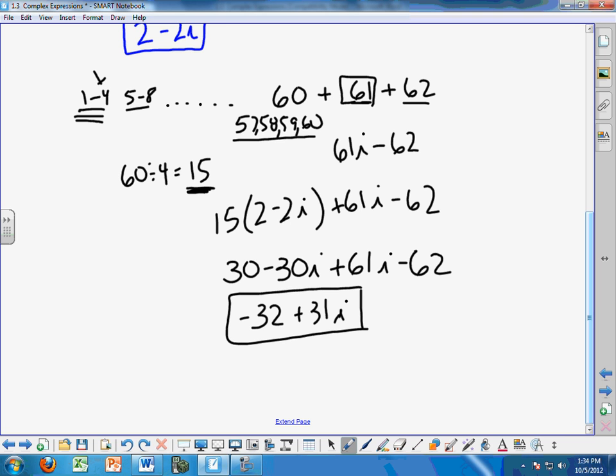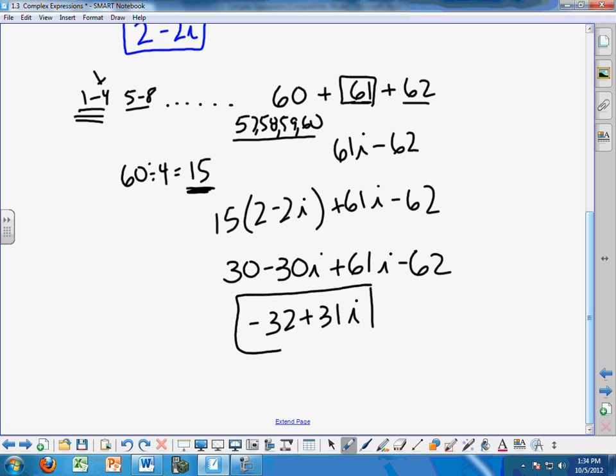Gosh, I hope I did that right. That was crazy. But there you go. That's the sum of that entire series of numbers. Oh gosh, I just made a mess. Let me rewrite that one more time. That's the sum of the whole series of numbers together, negative 32 plus 31i. There you go. And just box that and run.